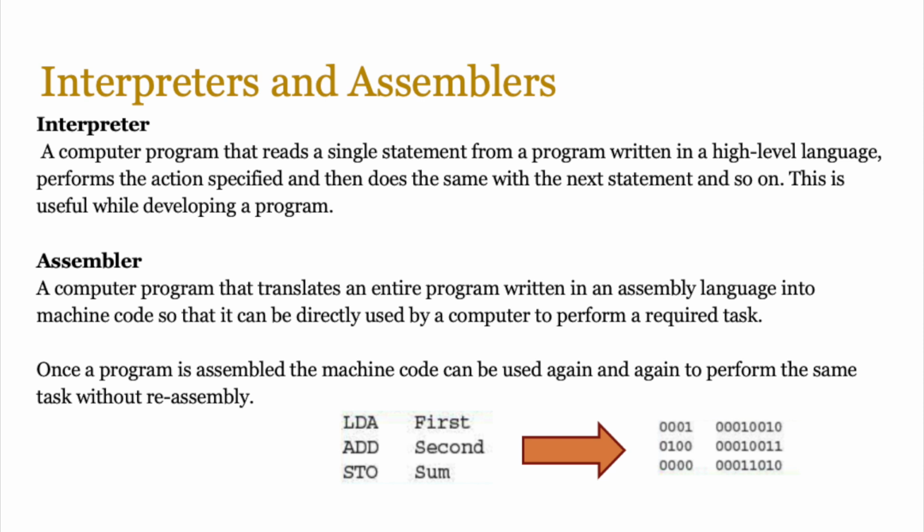Assemblers are special computer programs that translate entire programs written in assembly language into machine code. And this machine code can be directly used by a computer to perform a required task. However, they work line by line and they translate line by line rather than the whole program as a compiler would. So they're kind of like a combination of an interpreter and a compiler for assembly language in a way.